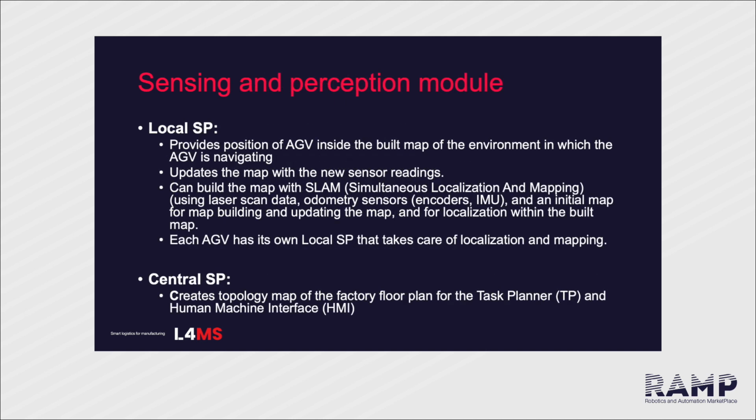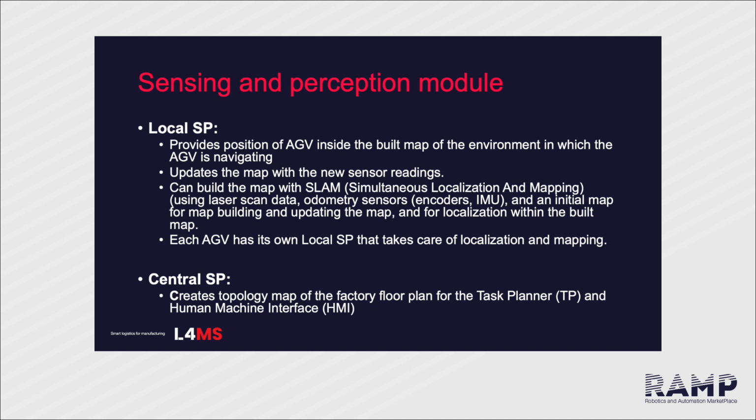The Sensing and Perception module, or SP module, is divided in two parts. The local SP provides the position of the AGVs inside the built map of the environment, where the AGV is moving. It also updates the map with new sensor readings or creates maps according to sensor data, Andromeda sensors, and others. Each AGV has its own local SP, which takes care of localization and mapping.